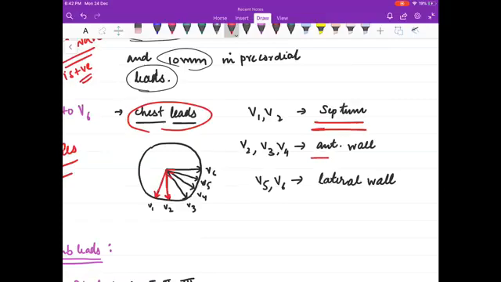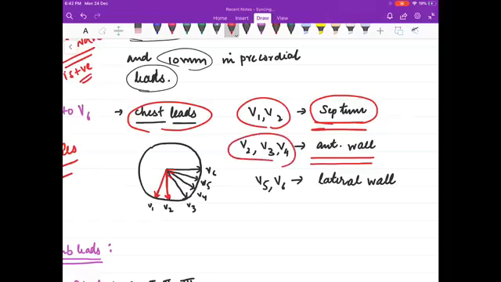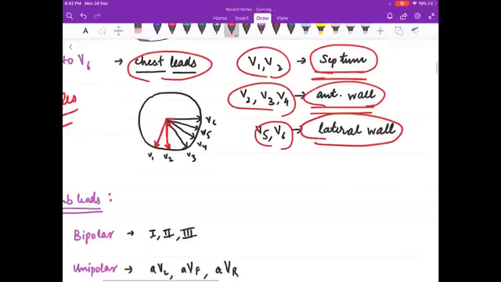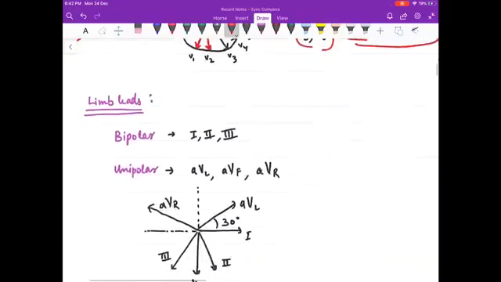This is important because when we study MI, when we see the ECG of MI, if we get ST elevation in V1 and V2, it means it is a septal MI. If we get ST elevation in V2 to V4, it is anterior wall MI, and if we get elevation in V5 to V6, it is lateral wall MI.